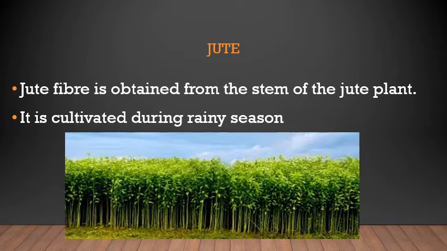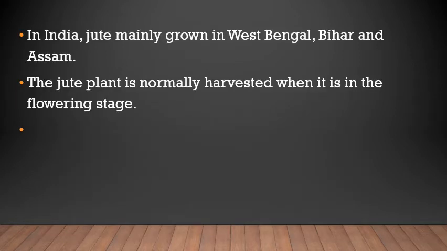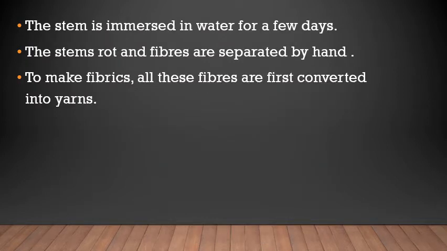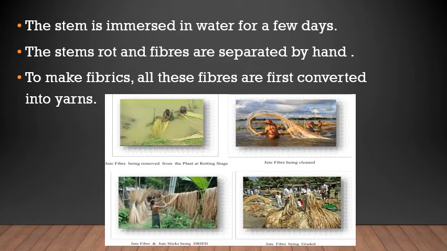The stems of the harvested plants are immersed in water for a few days. As you can see in the picture, as the jute flower starts appearing, we start cutting down the plants. After cutting down the plants, we immerse them in water for a few days. The stems rot and the fibers are separated by hand.